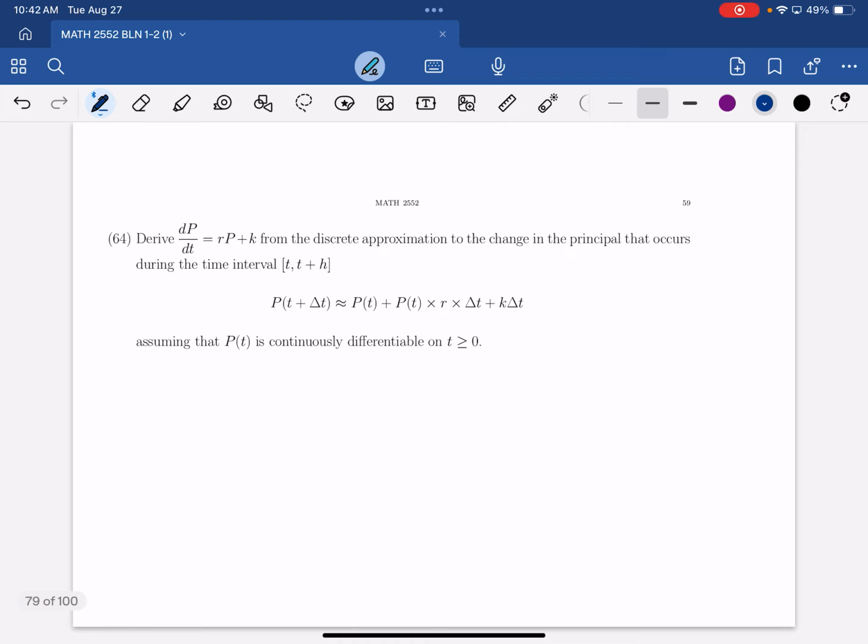After 1 year, the money would be the principal plus whatever the interest is. So I'm going to write P plus P times R times delta T, where delta T is just 1 year. One year has passed by, so that's the money.